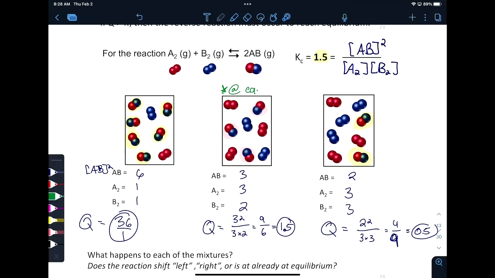The reverse, yes, because I like to think, okay, Q is a big number, so I have too much products. I want to make Q become closer to 1.5, so I need to make more reactants. So in this picture, the reverse reaction has to occur.